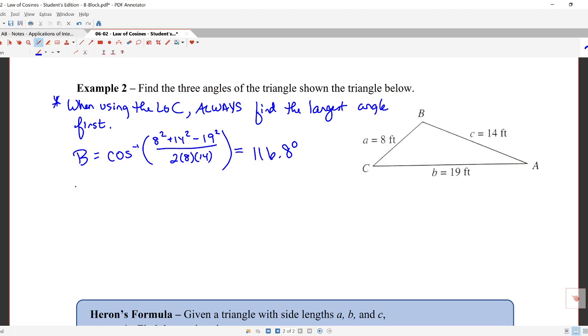Now, at this stage, you can either choose to switch and use the law of sines to find angle A or C, or you can stick with the law of cosines. Since we're using calculators, I want to show you the advantage to sticking with the law of cosines, all right? So to find angle A, these are the two sides. So we're going 14 squared plus 19 squared minus 8 squared over 2 times 14 times 19.